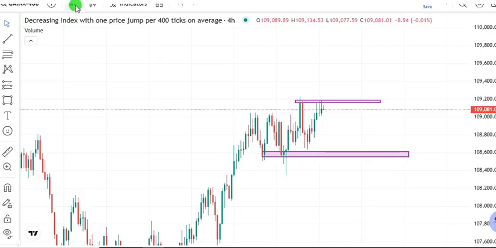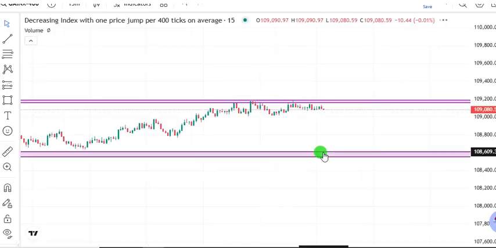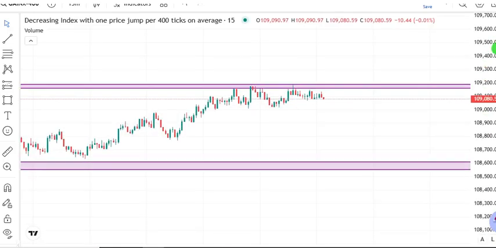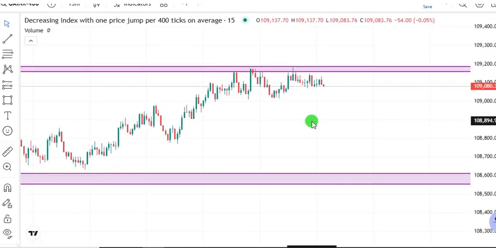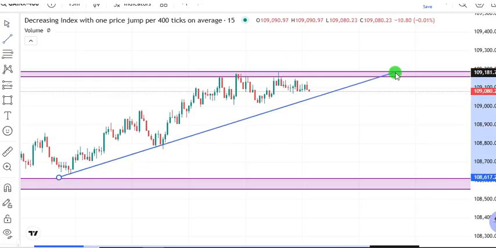But let's confirm that from the H4 from the 15-minute charts. Is this really a reversal to this level? Or are we seeing, okay, the market is currently moving in a range. So let's wait and see the reaction of the market to these levels around here.